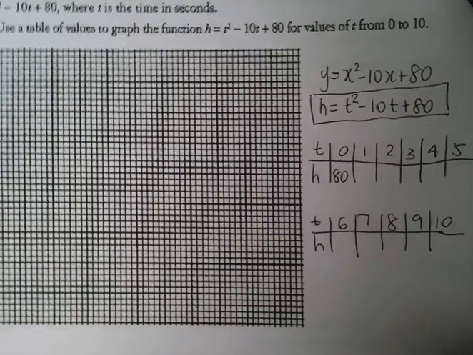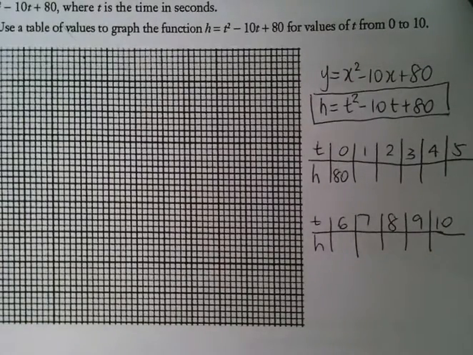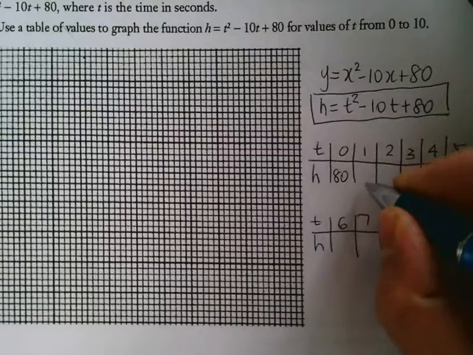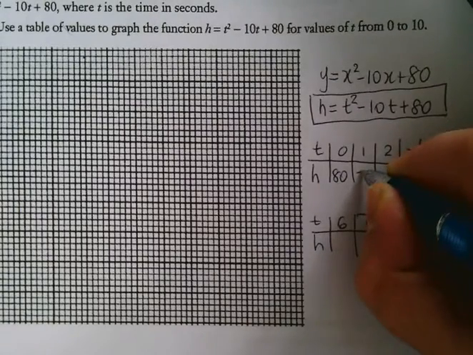Do you know how to substitute, girls? You are substituting. T is 0. Then you do t is 1. Use your calculator. 1 squared minus 10 times 1. We know 10 times 1 is 10. You don't have to write 10 times 1. You just go 1 minus 10 plus 80, because you know that 10 times 1 is 10. So what do you get for that one? Anyone? Sorry? 70? No, it's 71, I think.